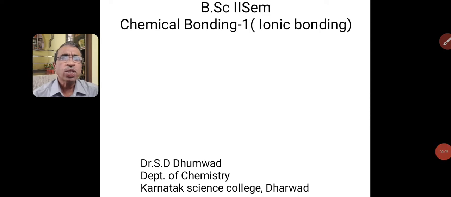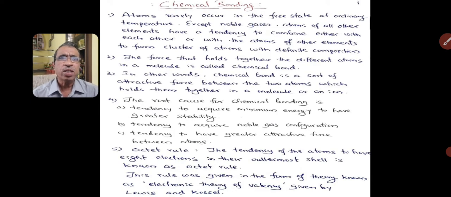Dear students, let us study today the topic chemical bonding. In this chapter, you are going to learn what you mean by a bond, what is the root cause for chemical bonding, and what are the types of chemical bonding. And in that, basically we learn ionic bond.